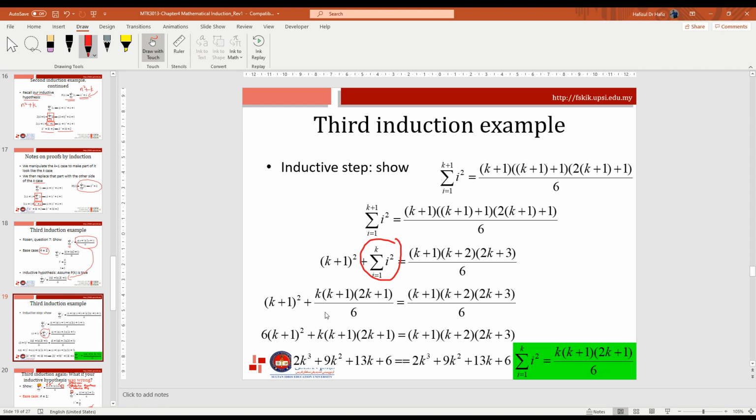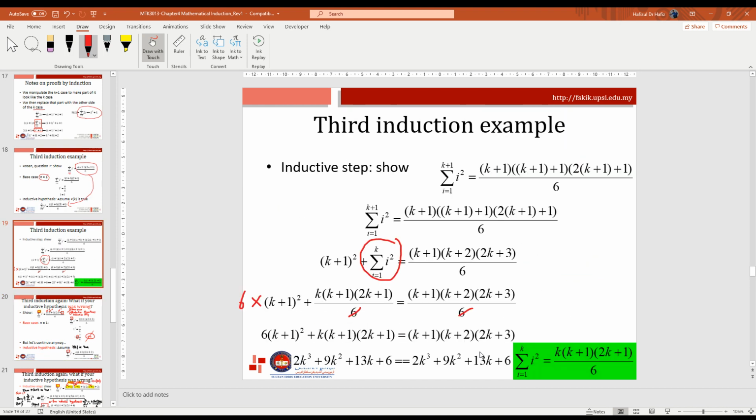divide by 6, and then this one we divide also by 6, 6k power of 2 plus this one we cancel because we divide by 6. So this one is equivalent to 2k power 3 plus 9k power 2 plus 13k plus 6. This one is the same as this one.